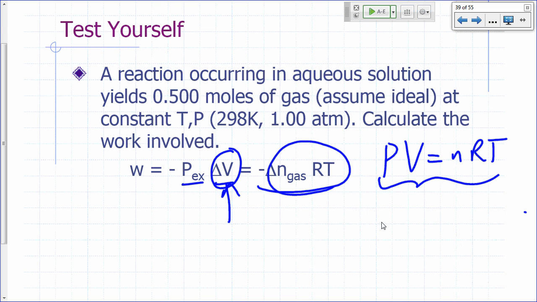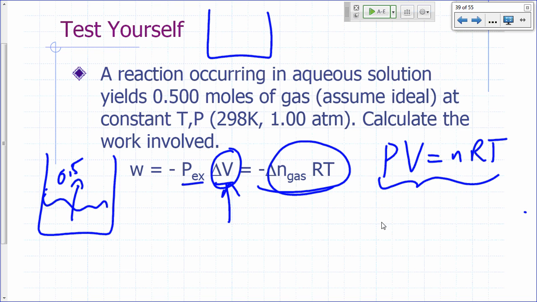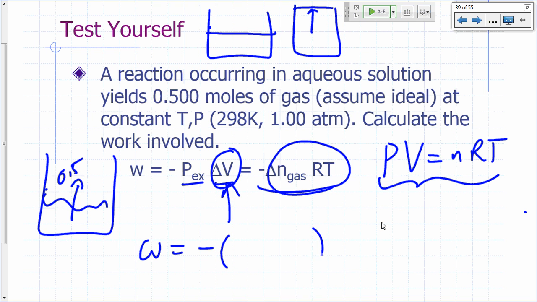We have a reaction, and it produces half a mole of gas. So imagine you have a reaction mixture here, it's going to push up that wall to generate the half a mole of gas. It will expand. So what would be the work involved here? Work will just be negative. Change in moles of gas in this problem is given as half a mole. So 0.500 moles of gas times RT.